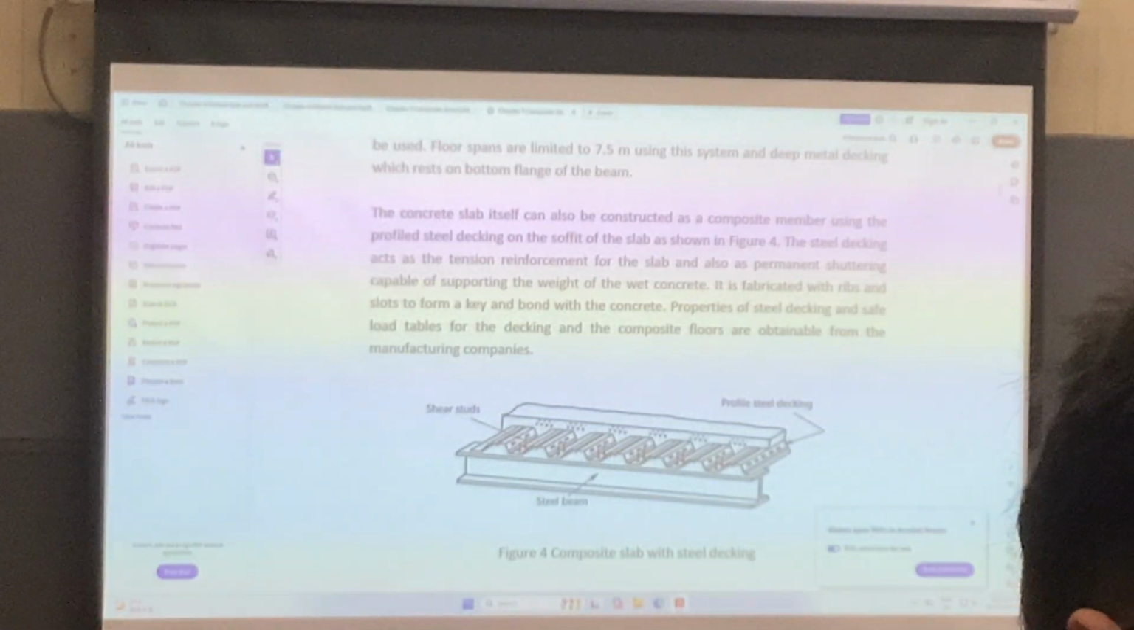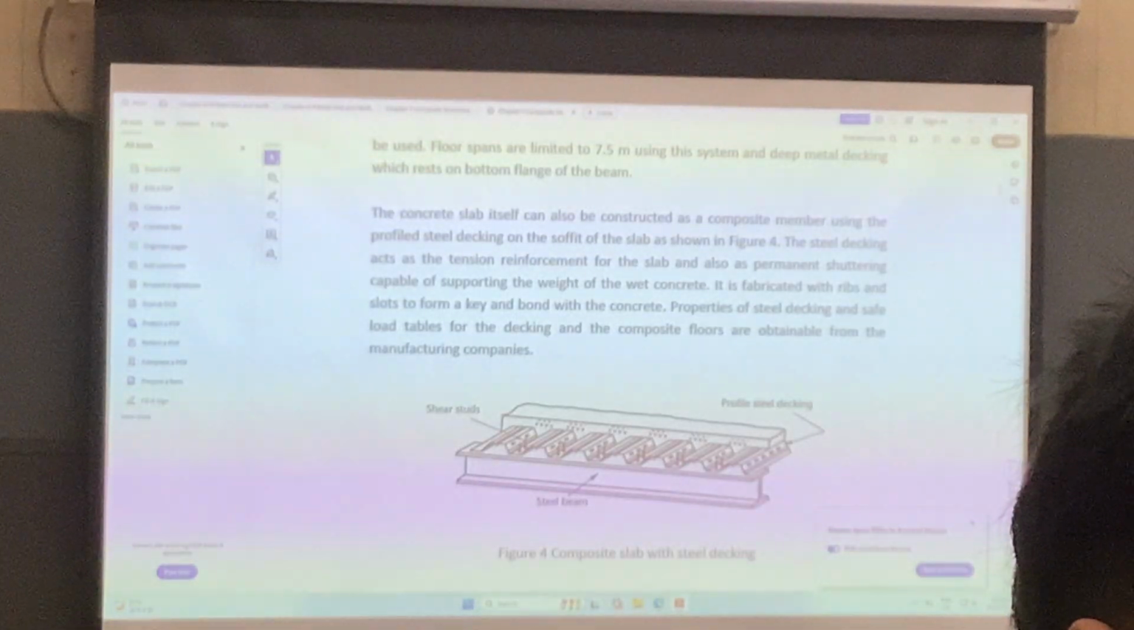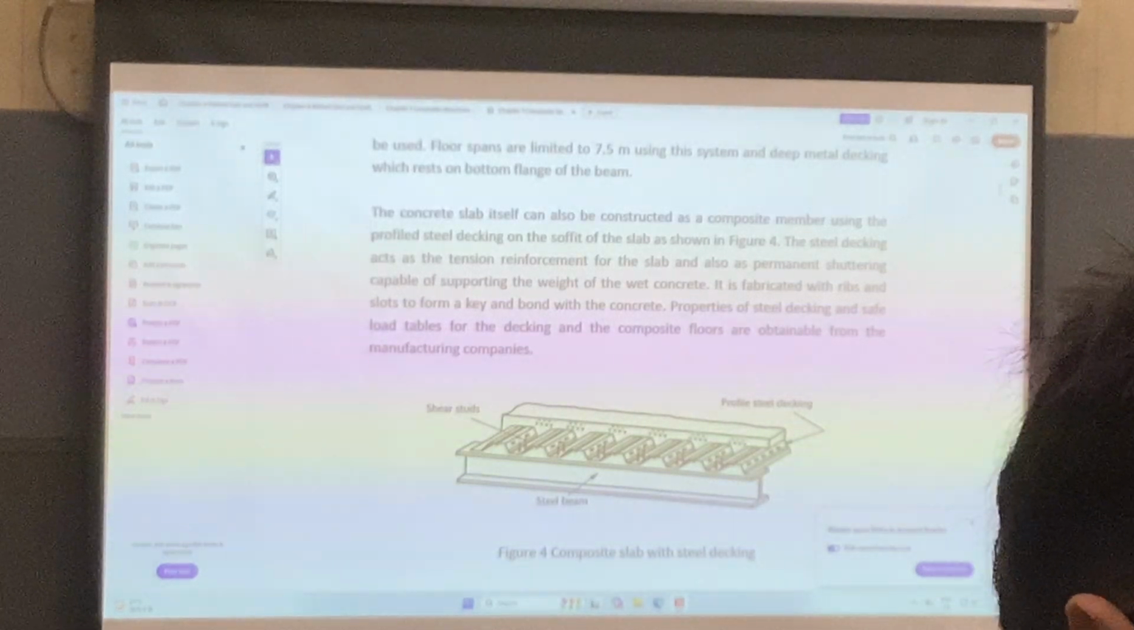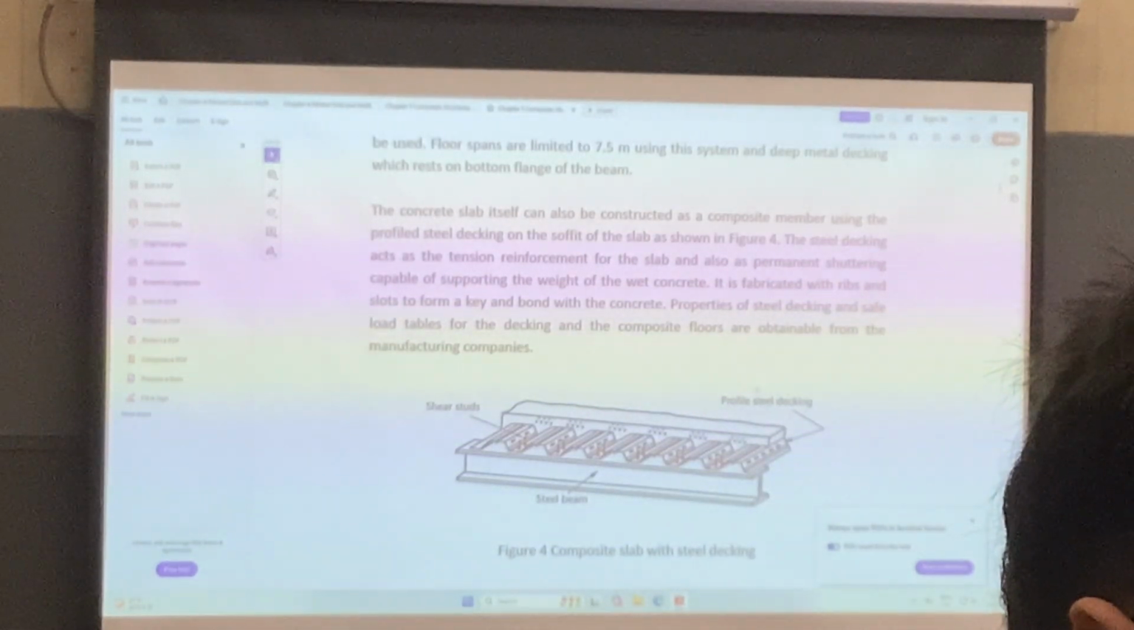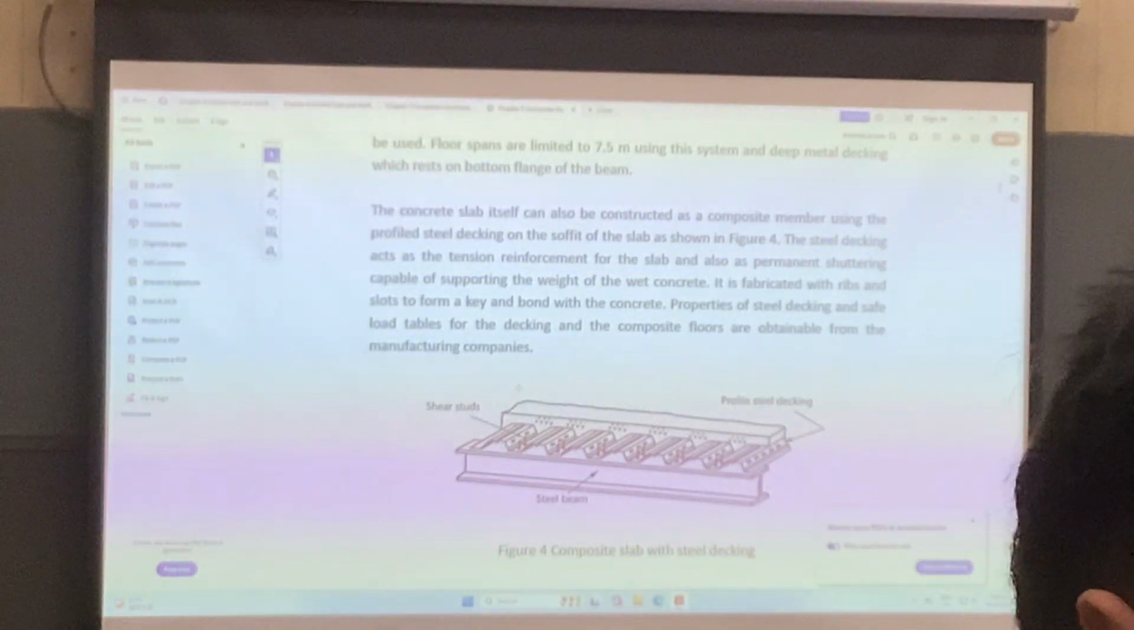In the composite slab, you have the decking here, and then you have the concrete at the top, and this is the steel beam. So in the slab itself, you have the reinforcement on the top, and then the reinforcement of the decking, or I can say that the decking acts as the reinforcement of the slab. So this kind of slab, you can call the composite slab, okay?